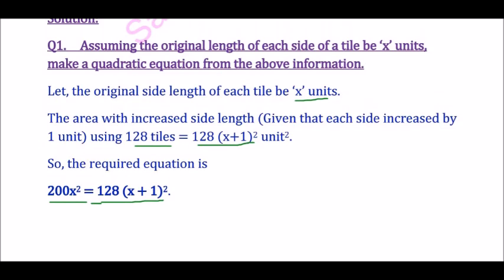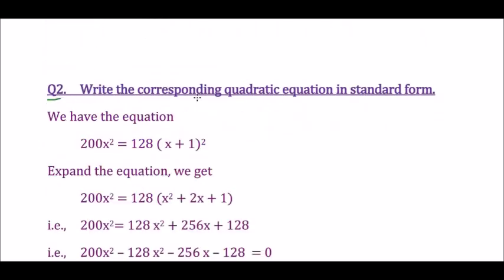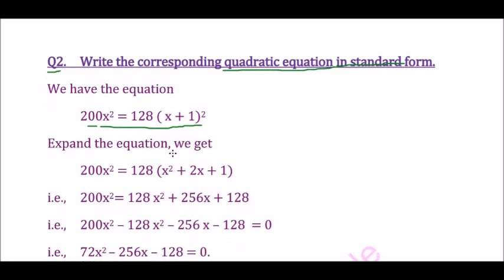So moving on to question number 2, write the corresponding quadratic equation in the standard form. We will write the quadratic equation in the standard form, that is ax square plus bx plus c is equal to 0. We have the equation 200x square is equal to 128 into (x plus 1) the whole square. Expand the equation. (x plus 1) the whole square is x square plus 2x plus 1. That is 200x square is equal to 128x square plus 256x plus 128.